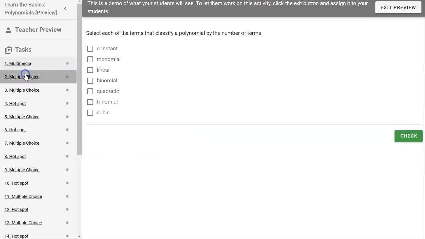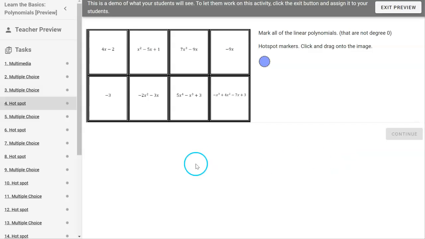A lot of this is multiple choice. Select the terms that classify a polynomial by the number of terms. And then they're going to pick, I think, 3 of these. And then multiple choice, select each of the terms that classify a polynomial by the degree. And then the rest of these, or almost all of these, are hotspots or multiple choice.